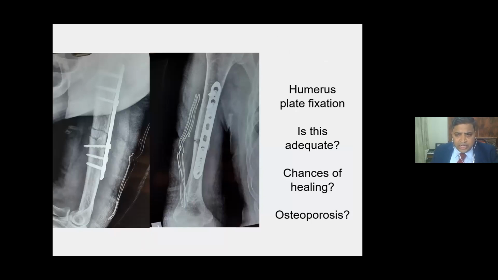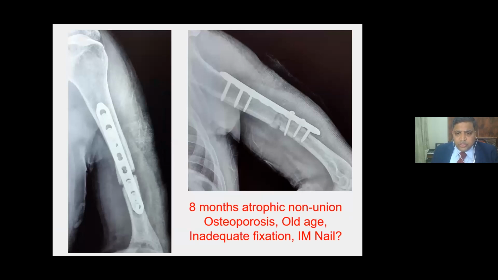So again, is this adequate? What will be the chances of healing? Any problems which could occur in this patient? And unfortunately for him, down the line around 8 months, this patient presented with an atrophic nonunion, where you can see certainly the fracture ends are not united.